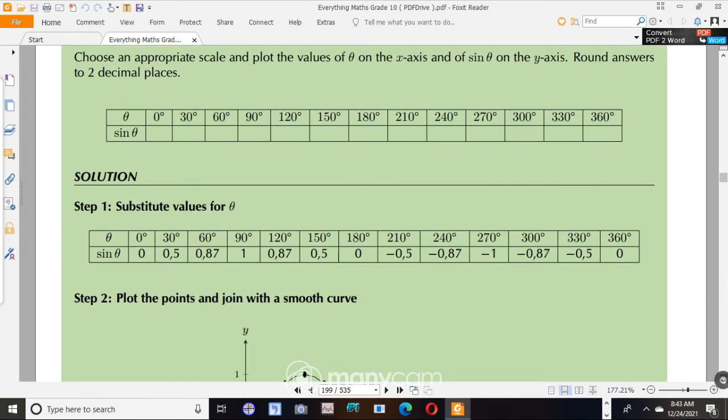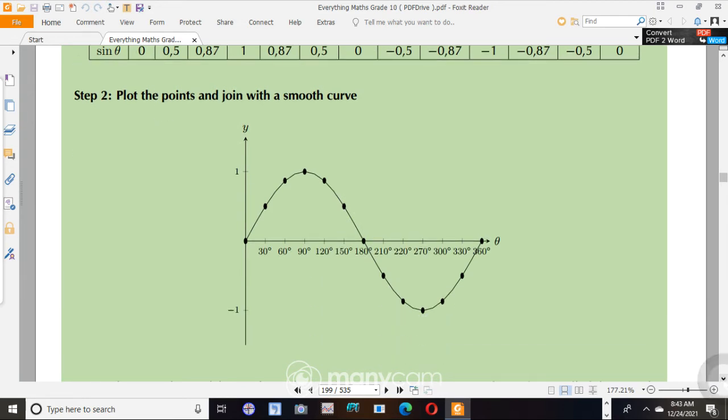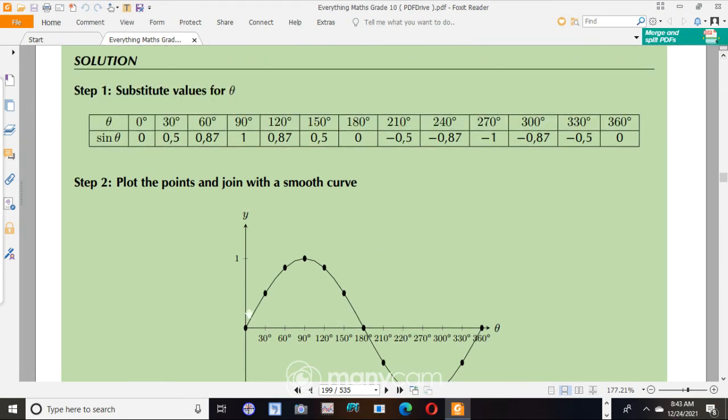Now plot the points and join them with a smooth curve. Plot these points from 0 to 360 degrees and you'll get this graph when you get the coordinates of each point. For example, 0 with 0, 180 with 0, 360 with 0, and other values.